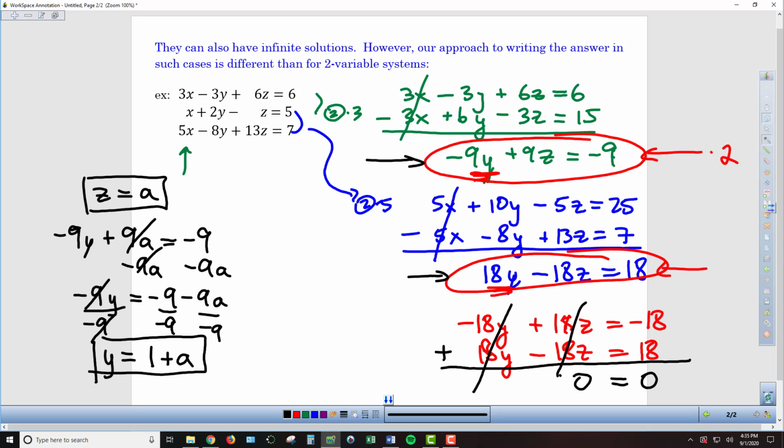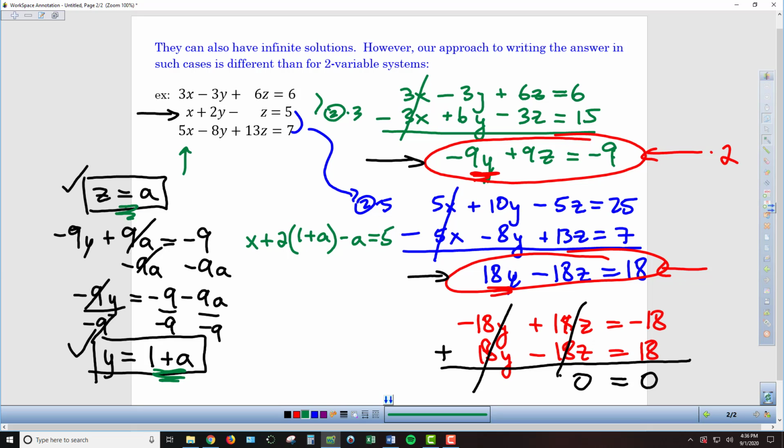So I need to take this and then plug it into any one of the three original equations. And I'm going to pick the one in the middle because the x is kind of the simplest, since that's the variable I'm going to solve for. So that's what I'm going to do, and I'm going to squeeze it in right here in the middle in green. So I'm going to have x plus 2 times, now in place of y, I'm going to put this 1 plus a, and then minus z, but in place of z, I'm going to put a, and then equals 5.